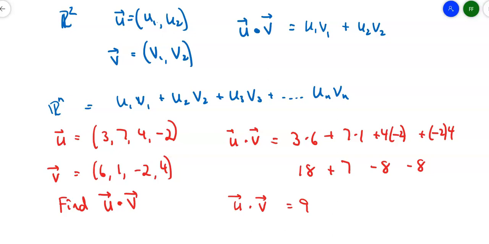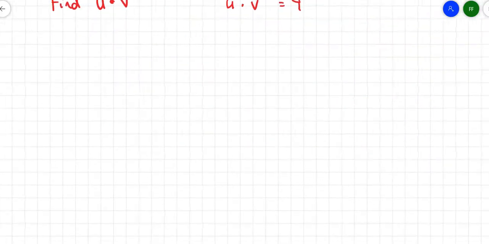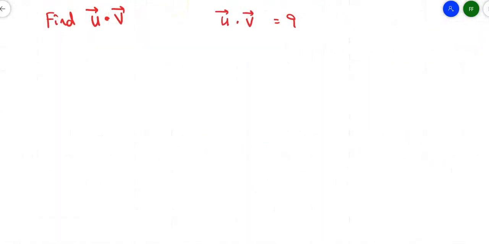All right, what is this dot product going to be used for? One of the things that the dot product can be used for is to find the angle between two vectors. And I won't go through the whole thing here, but the formula for the angle between two vectors actually comes from the law of cosines.